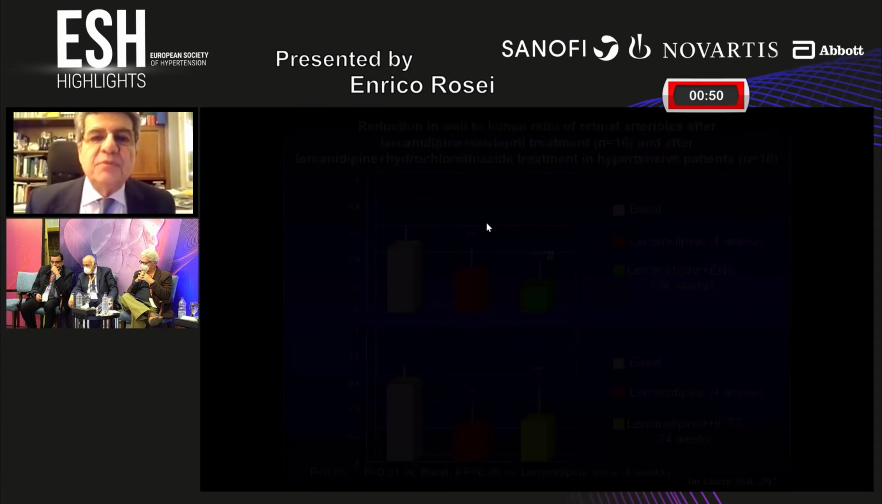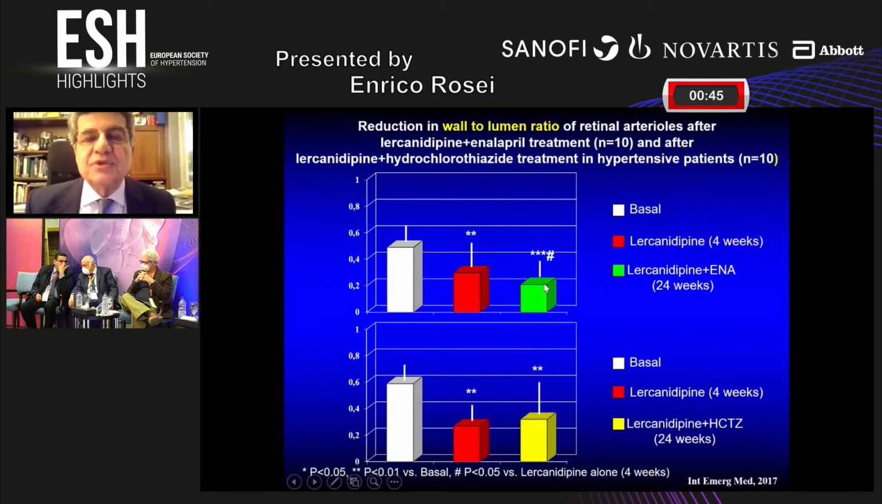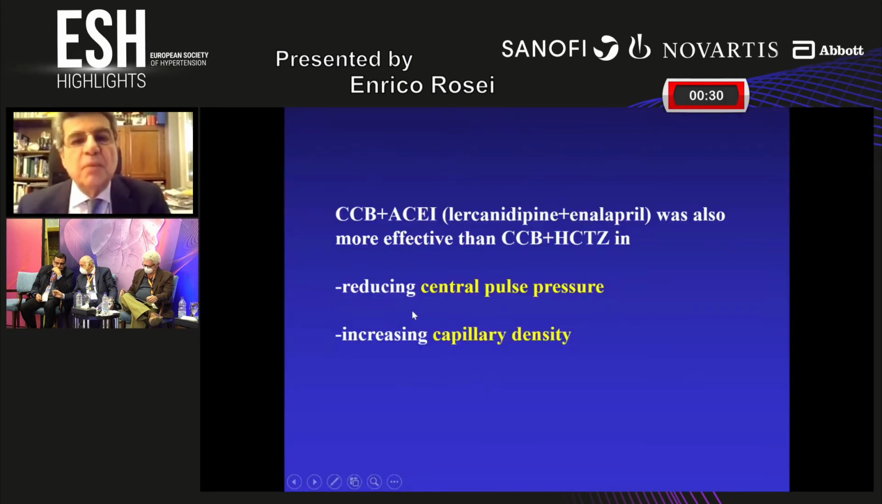And in a study, a combination of calcium antagonist and ACE inhibitors was found very effective in reducing the wall-to-lumen ratio of retinal arterioles, more effective than the combination of the calcium antagonist with a diuretic. And this combination, calcium antagonist plus ACE inhibitor, was also more effective than calcium antagonist plus diuretic in reducing central pulse pressure and also in increasing capillary density.